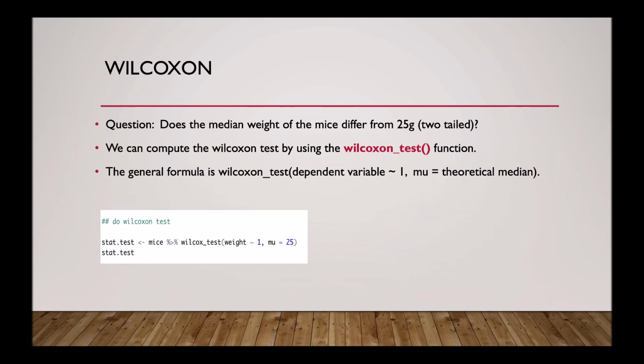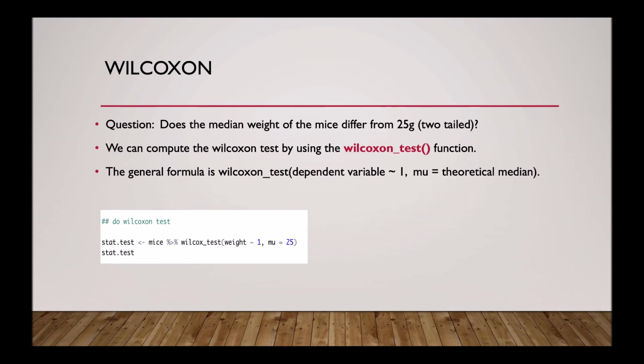So now we can run a Wilcoxon test, and we can do this to answer the question, does the median weight of the mice significantly differ from 25 grams? And this is a two-tailed question, as we have not specified whether we think the weight will be higher or lower. You can compute the Wilcoxon test by using the wilcox.test function.